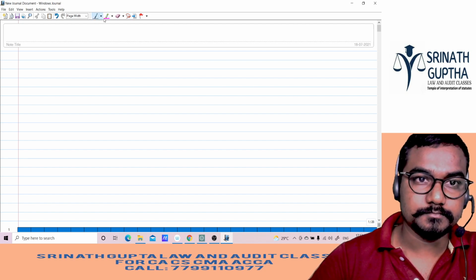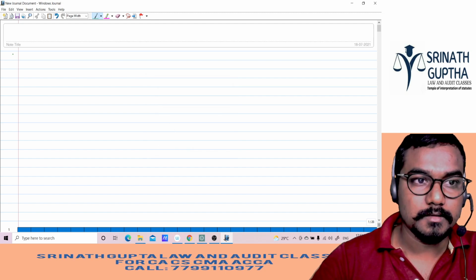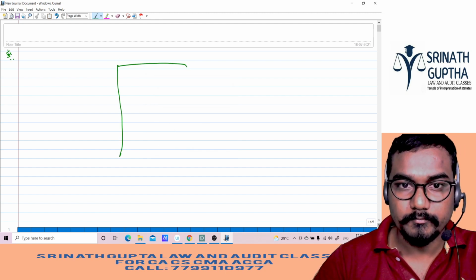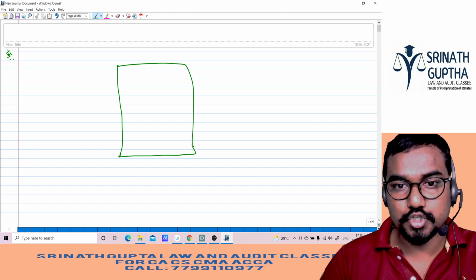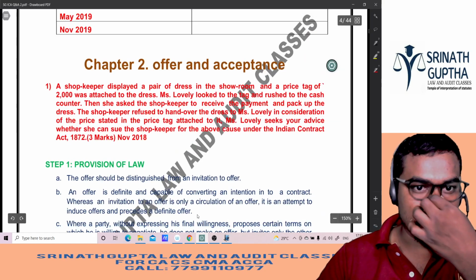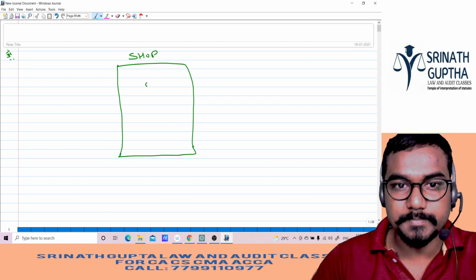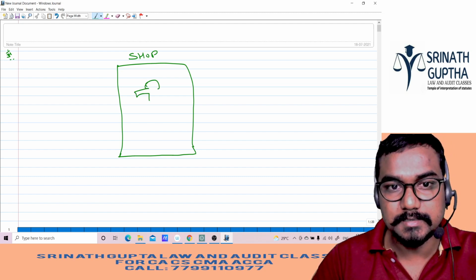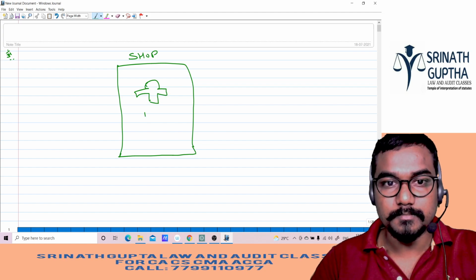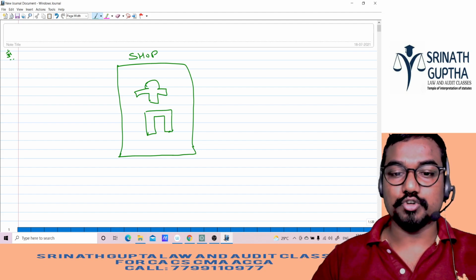So, shop is there. What is it, beta? Shop. So in the shop, what is happening? A shopkeeper displayed a pair of dress in the showroom. Shopkeeper is displaying the dress in the showroom. This is a dress displayed in the showroom.